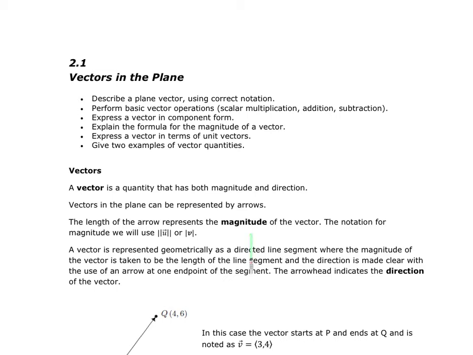The way that we're going to describe the magnitude notationally is it may have double bars on either side of our vector u with an arrow over it, or it may have single bars with a bold V. Or U, it could have been a bold U, it doesn't matter. The arrow above it means it's a vector, or if it's bolded, it means a vector.